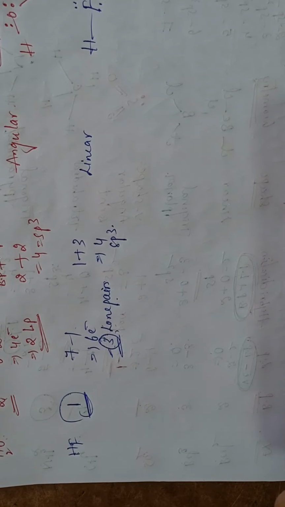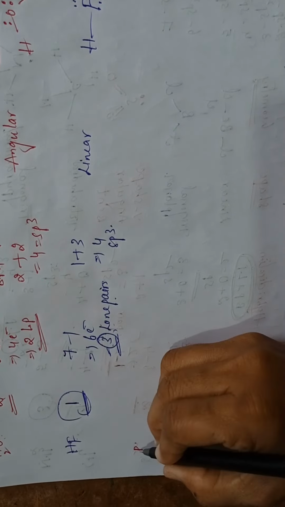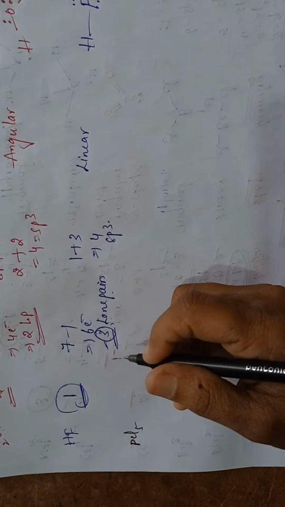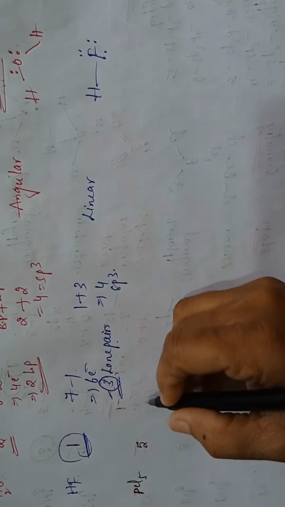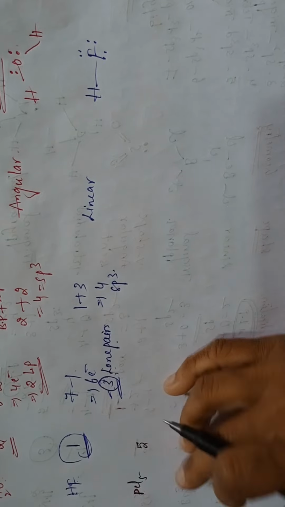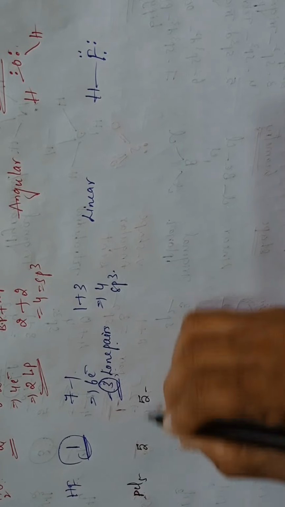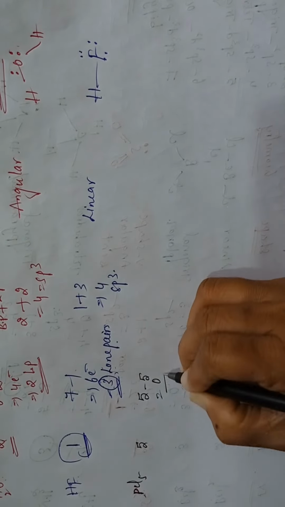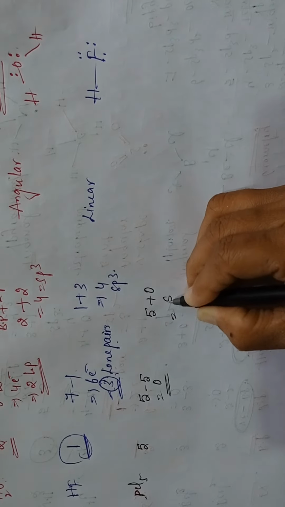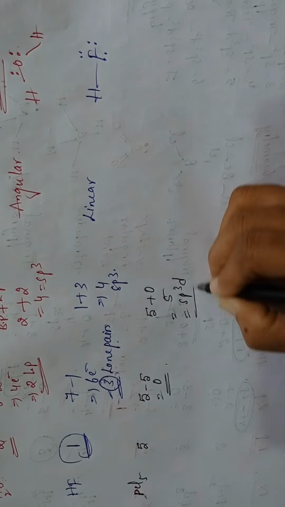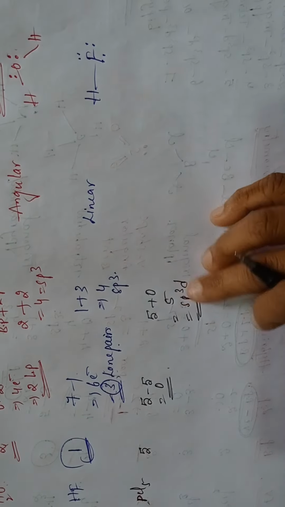Now sp3d hybridization, PCl5 example I am taking. Tell me, students, in PCl5, how many bond pairs? 5. How many lone pairs? Phosphorus has 5 valence electrons, 5th group element, minus bond pairs 5, so 0 lone pairs. Then hybridization is 5 plus 0, 5 only. 5 means sp3d hybridization. Are you following, students?